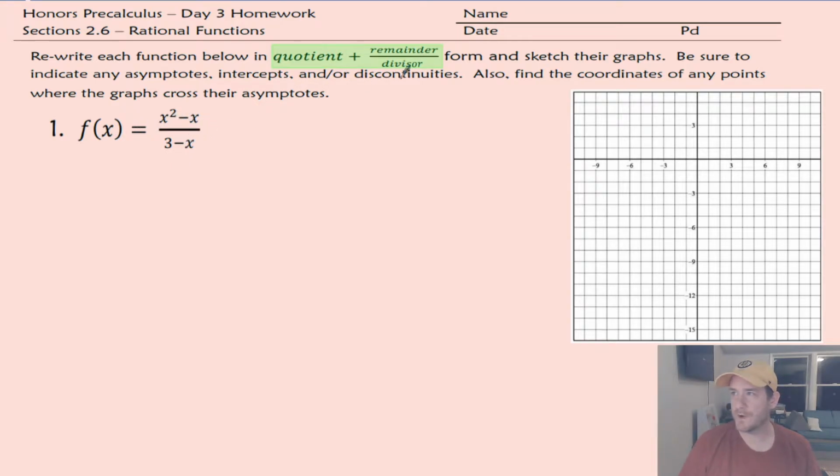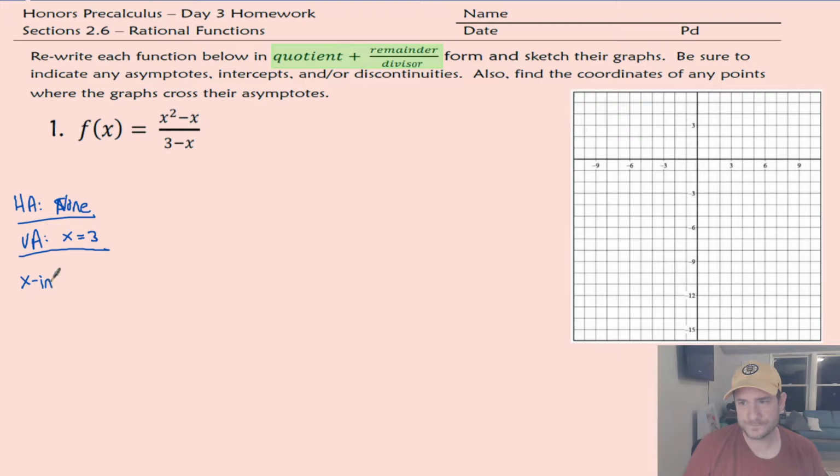Looking at number 1, let's do everything we can do right away. We know that we've got no horizontal asymptote. We can see that we're going to have a slant asymptote instead. So horizontal asymptote, none. Vertical asymptote, that is still just the 0 of the denominator, which is 3. So x equals 3 will be our vertical asymptote.